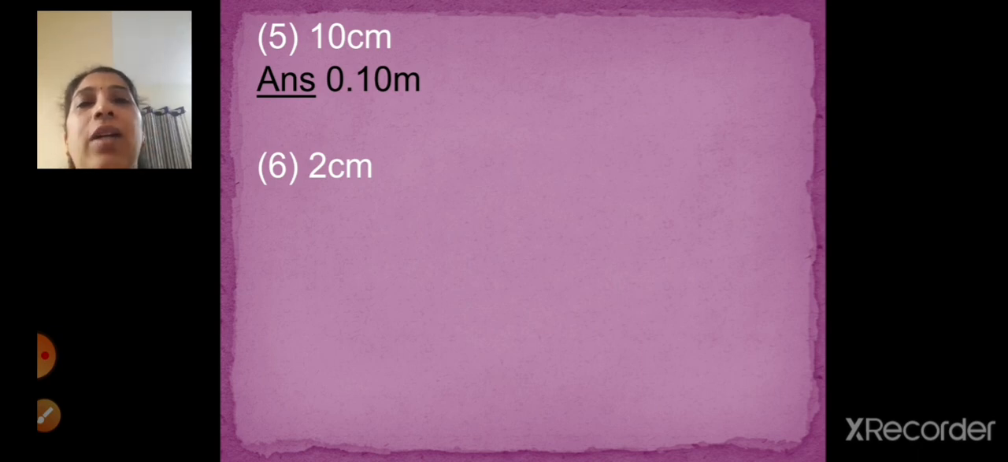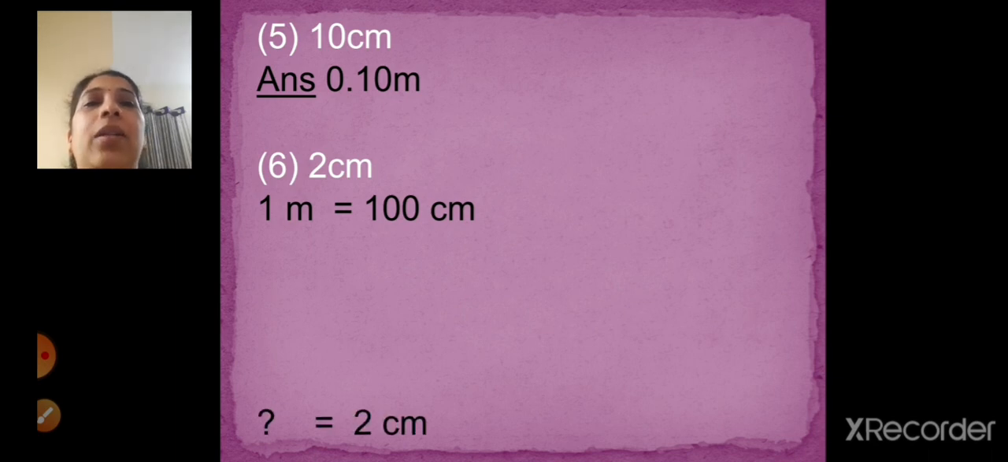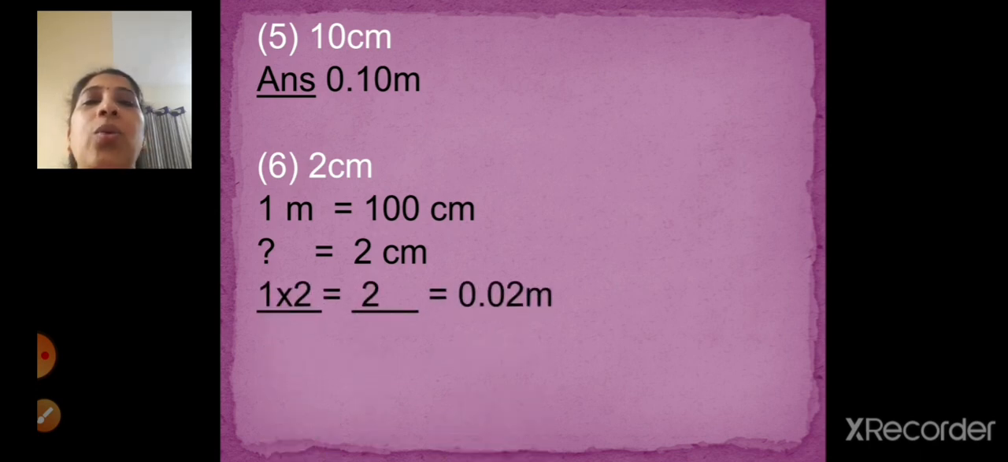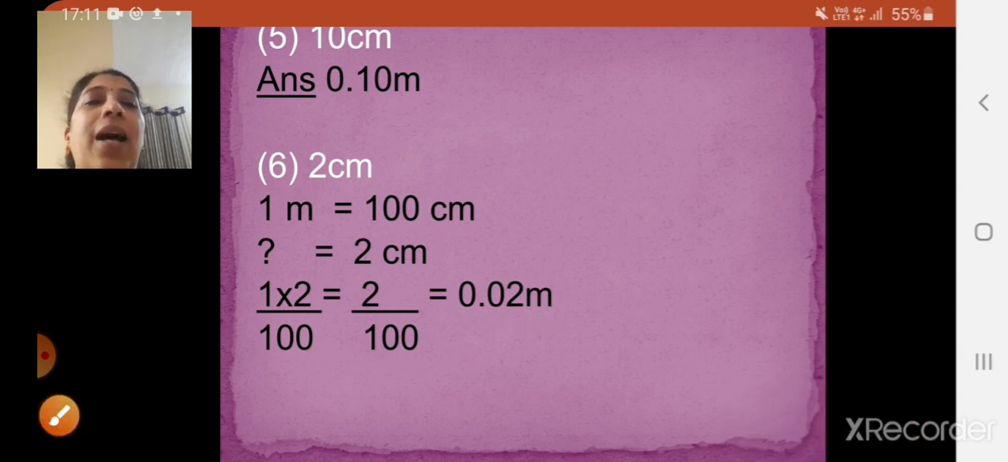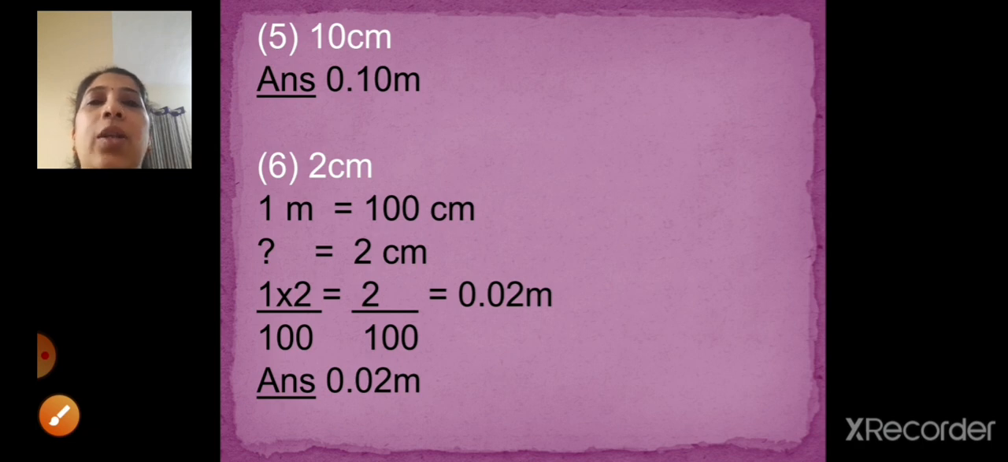But still, if you have confusion, you can use this method. 1 meter is equal to 100 centimeter. So how many meter is equal to 2 centimeter? So again you will do cross multiplication. 1 into 2 upon 100 is equal to 2 upon 100. Now there are two zeros in the denominator. So 2 decimal places. So you will get 0.02. So directly you can write the answer as 0.02 meter. So if you have confusion, you can use this method and verify your answer.